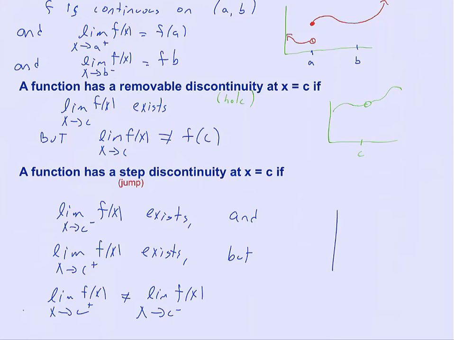For example, a function which exists from the right, exists from the left, but isn't coming to the same place. That's what we call a step discontinuity or a jump discontinuity. Okay, there's a third kind of discontinuity we'll talk about in another class.